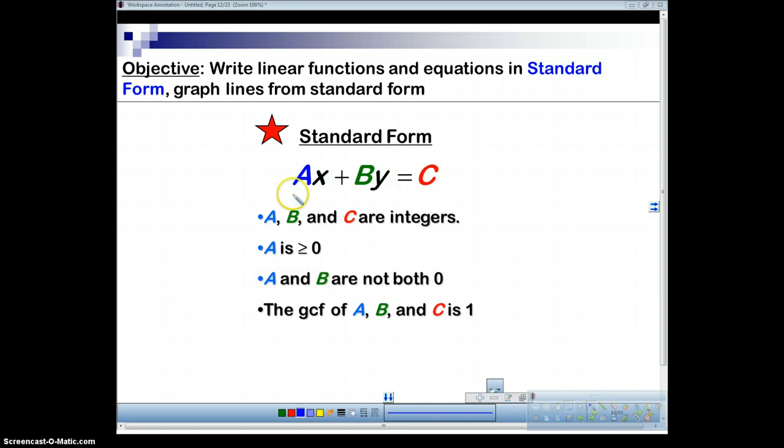Some things to keep in mind: a, b, and c must be integers, not fractions or decimals. The number in front of x has to be greater than or equal to 0. A and b both need to be non-zero numbers. And the greatest common factor of all three must be 1, just meaning that we can't factor a number out of this and simplify it more. Okay, so let's take a look at some examples.